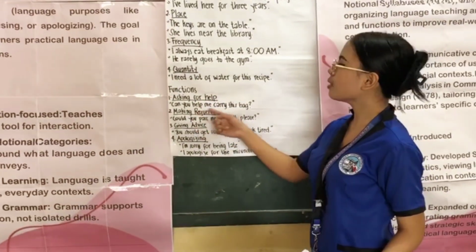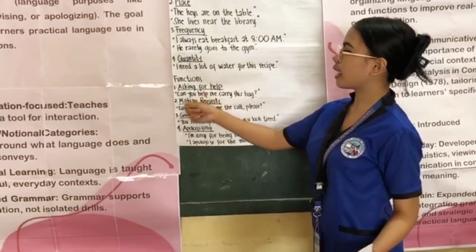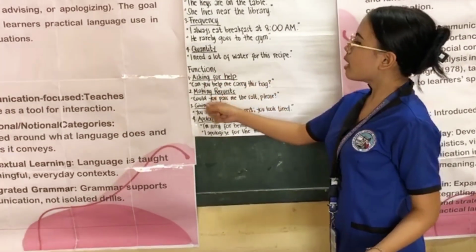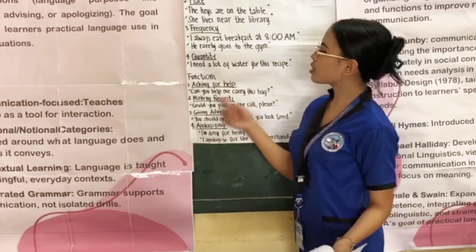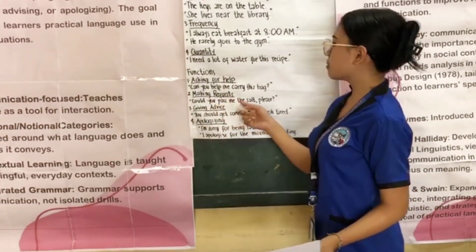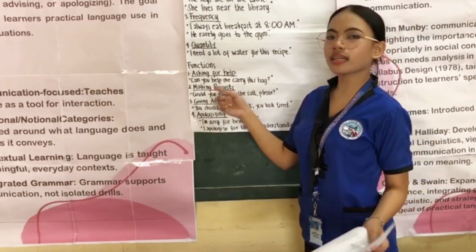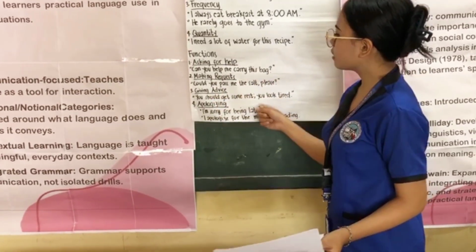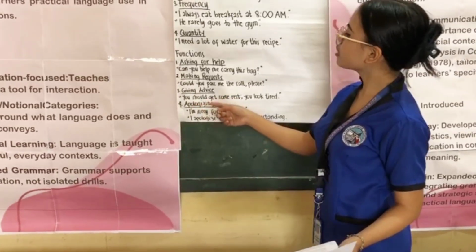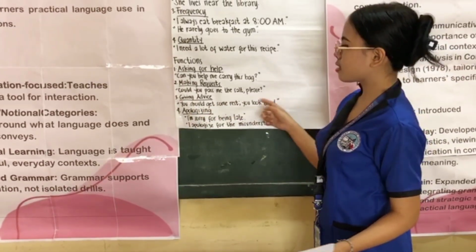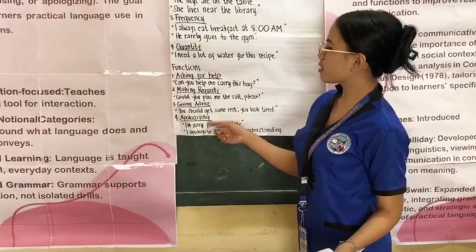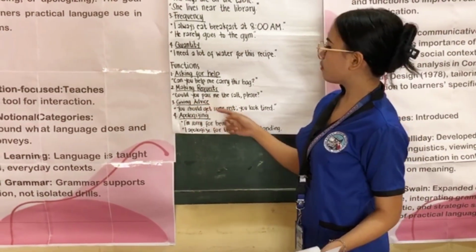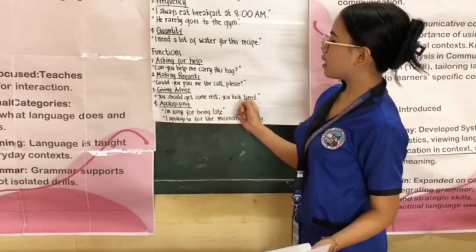The sentence, "Can you help me carry this bag?" The function is asking for help. Next is making a request. The function of "Could you pass me the salt, please?" is making a request. Next is giving advice. The sentence, "You should get some rest. You look tired." The function here is "you should." It's giving advice to a person who needs some rest.